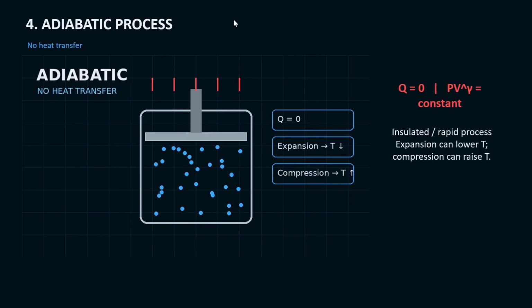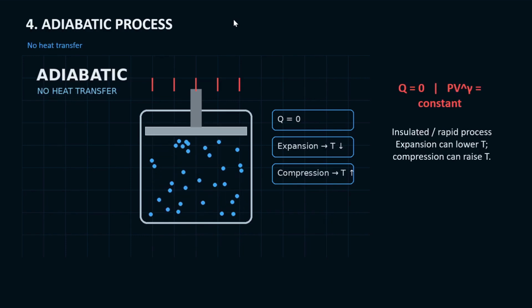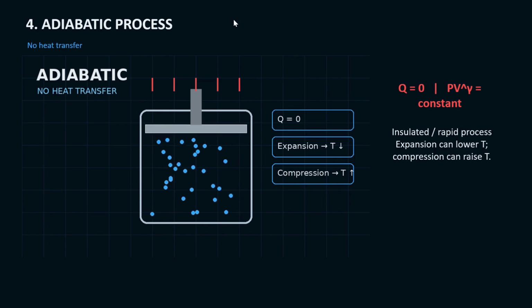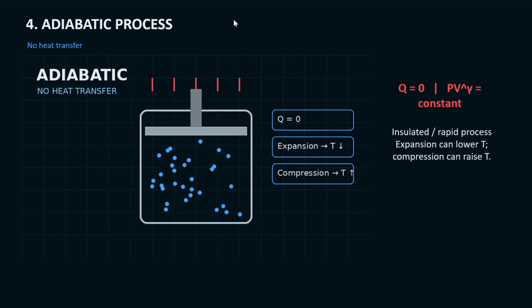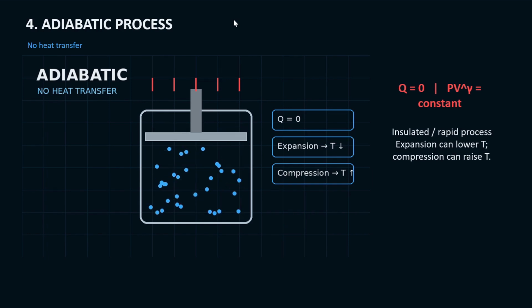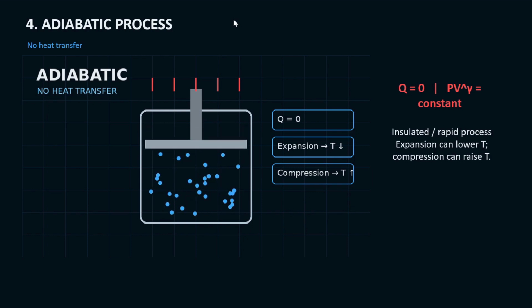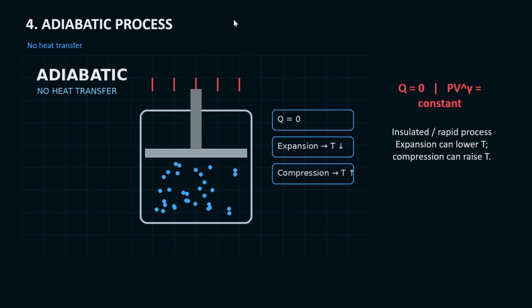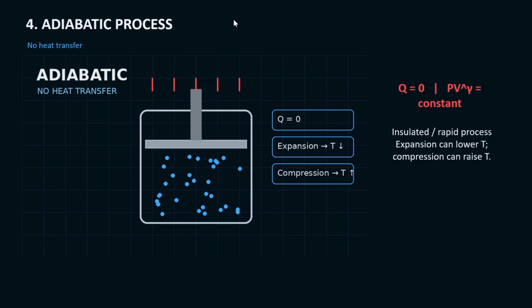Finally, we have the adiabatic process. In an adiabatic process, there is no heat transfer between the system and its surroundings. This condition is represented by Q equals 0. Imagine our piston cylinder surrounded by insulation. When the gas expands rapidly, it does work on the surroundings.